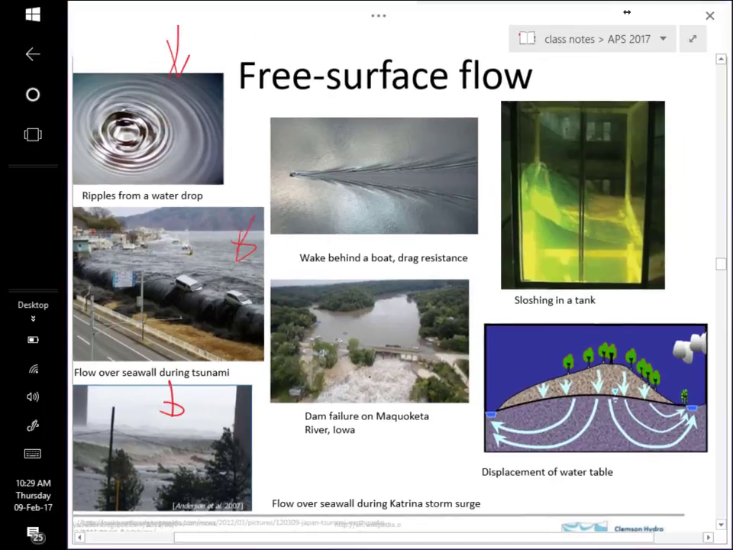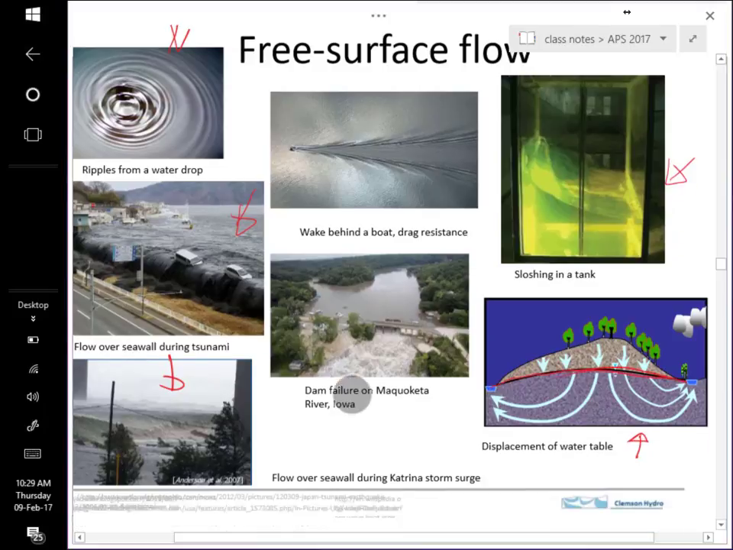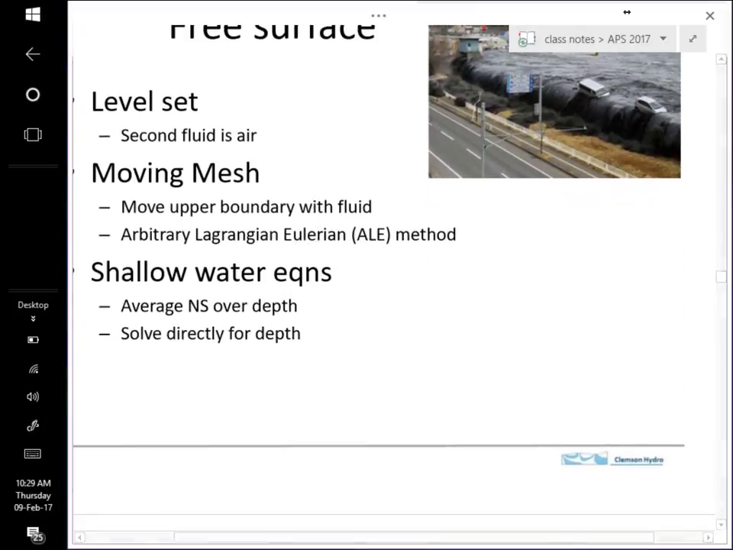A dam failure on this river in Iowa, and then a simpler case, but something perhaps easier to visualize on your desktop, is just the water sloshing in a tank. So these are all examples of water with air over it, and here's a similar case from the subsurface where we've got an unconfined water table right there. So we're interested in analyzing that.